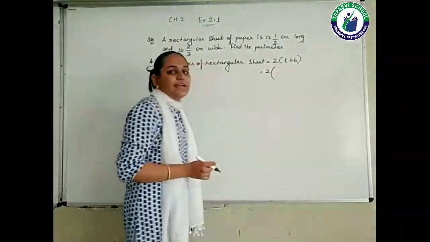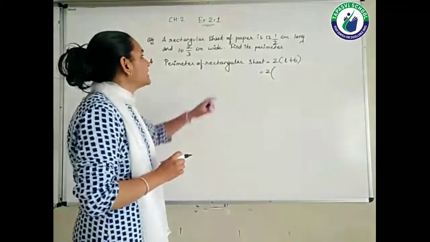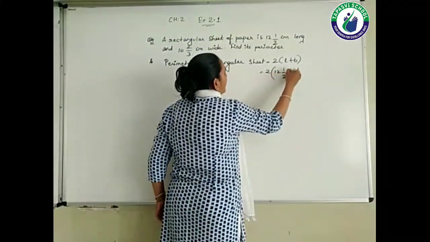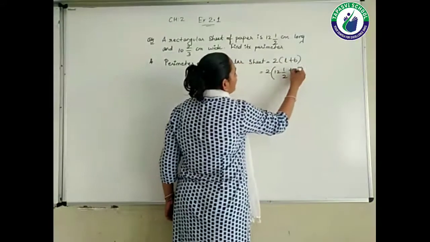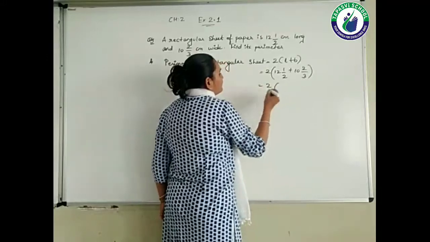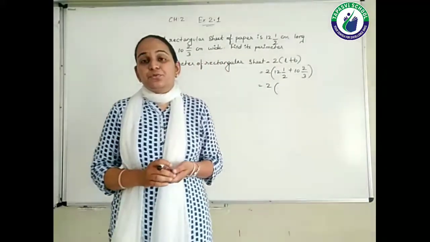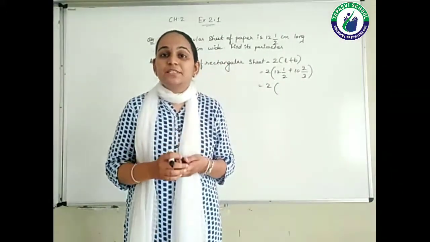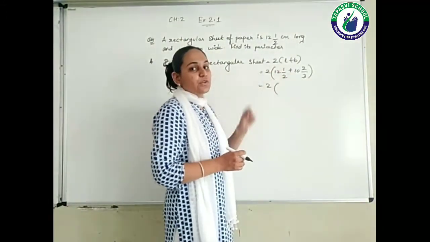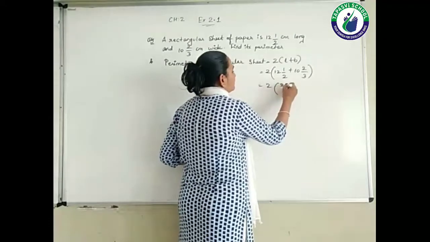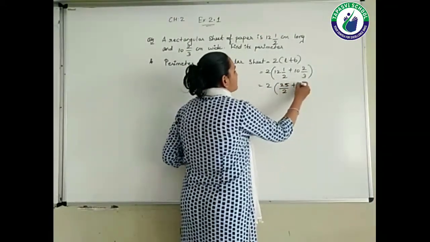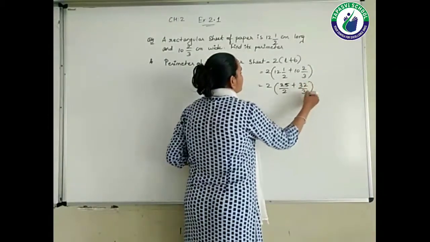The value of L, students, is 12 1 by 2, and the value of B is 10 2 by 3. Is it clear? Now 12 1 by 2, students. First of all, we have to convert this mixed fraction into an improper fraction. So 12 2s are 24 plus 1, so 25 upon 2. Plus 10 3s are 30 plus 2, so 32 upon 3.